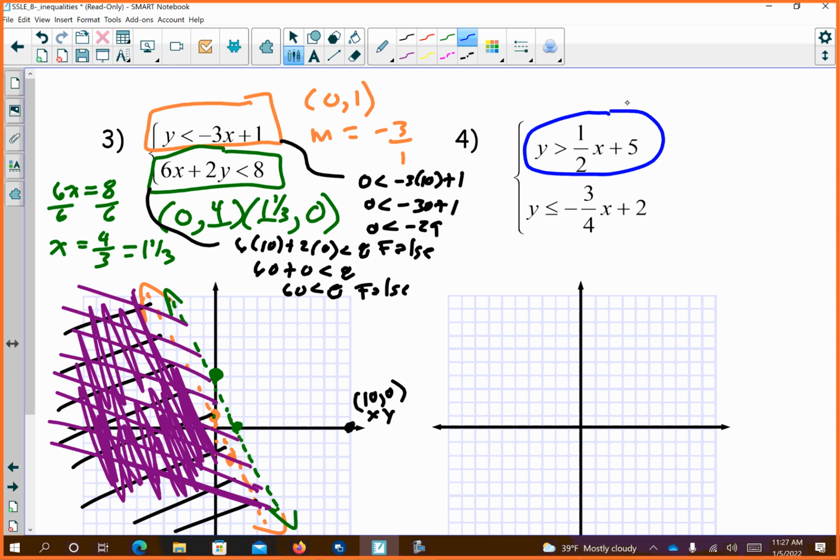Hey, y-intercept is 0, 5. Cool. Slope, 1/2. Up 1, right 2. Solid or dotted? Dotted. No equal sign. Okay. 0, 0 is looking like this might be a good test point because 0, 0 is definitely below this blue line. Agree? Oops, red. Red.